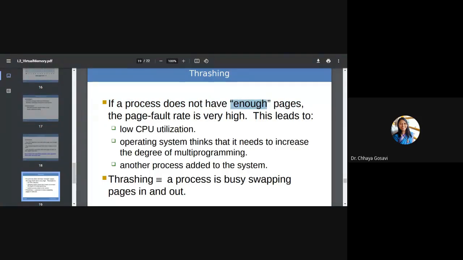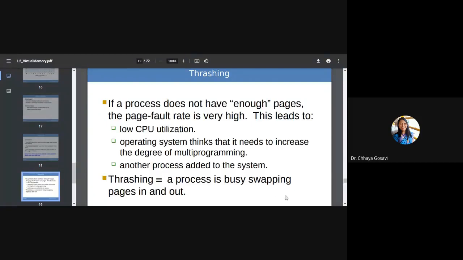The page fault rate is very high, and if the page fault rate is very high, how will it affect things? It will lead to low CPU utilization, because the process is busy with swap in and swap out, that is context switching, and at that time the CPU will be idle, so it will decrease CPU utilization. The operating system thinks that it needs to increase the degree of multi-programming. It will think that this process's pages are not there, so it adds a few more processes, increasing the degree of multi-programming, and adds another process to the system.